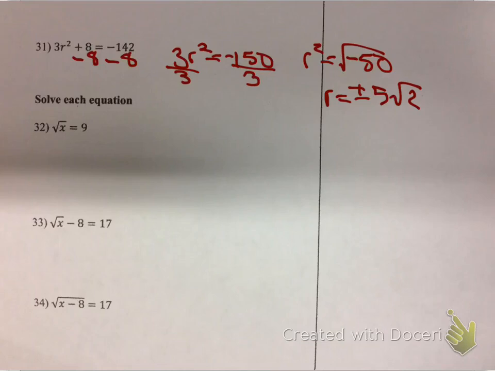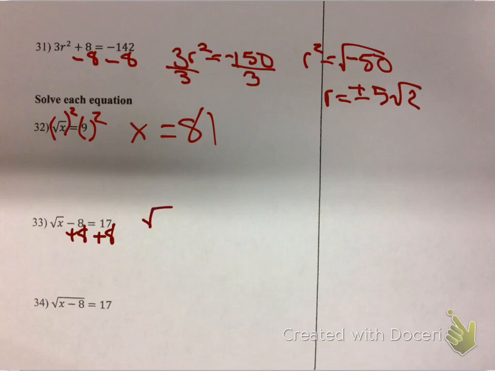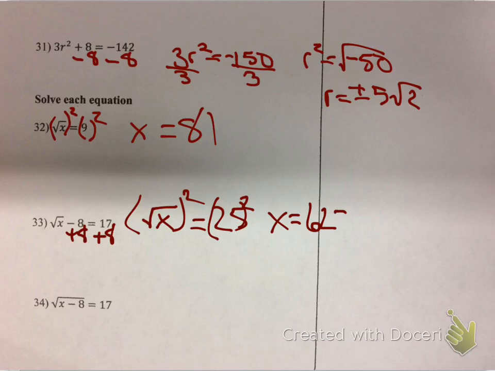So how are these different than the square root ones? Well, the square root ones just ask you to square them. So again, 9 squared is 81. That's it. Now always make sure that you get the square root by itself before you say solve it. So this one I have to add 8 first, so I end up with the square root of x is equal to 25. Then when I square everything, I get x is equal to 625.